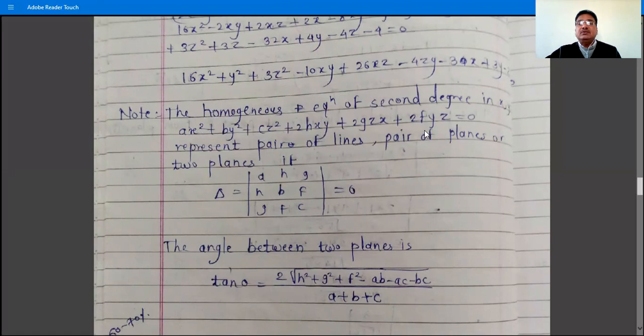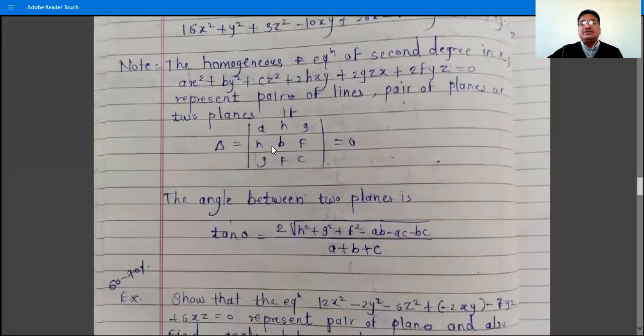So this is a homogeneous equation of second degree. In each term, the addition of powers of x, y, z is equal to 2. Therefore, it is a homogeneous equation of degree 2. So this equation represents a pair of planes. Don't write pair of lines. It is a pair of planes, or two planes, if this delta, the determinant AHG, HBF, GFC, is equal to 0.